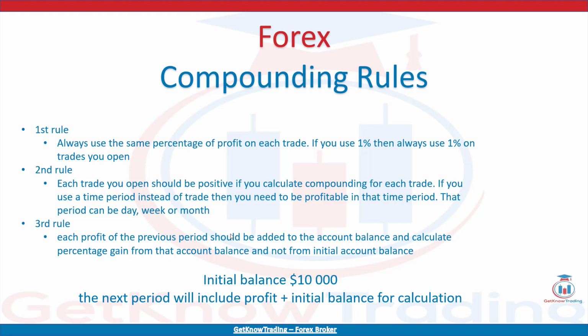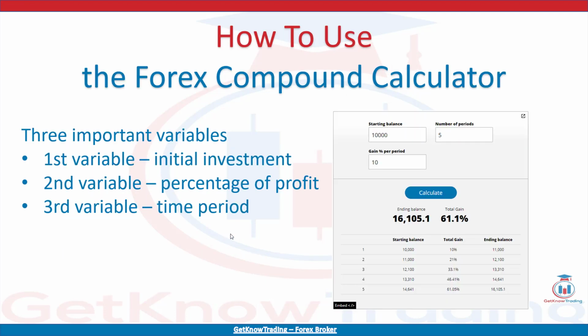Third rule, each profit of the previous period should be added to the account balance and you calculate the percentage gain from that account balance and not from the initial account balance. So if you have started with $10,000, then the next period will include profit plus initial balance for calculation.